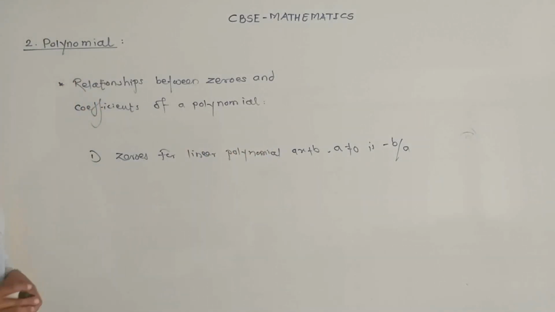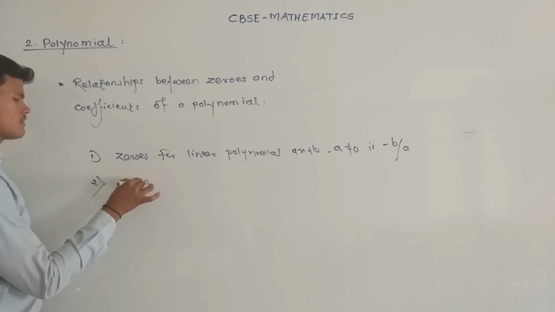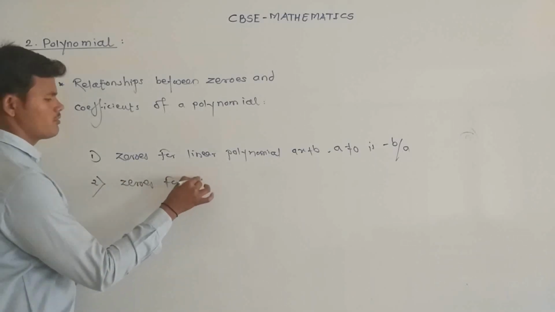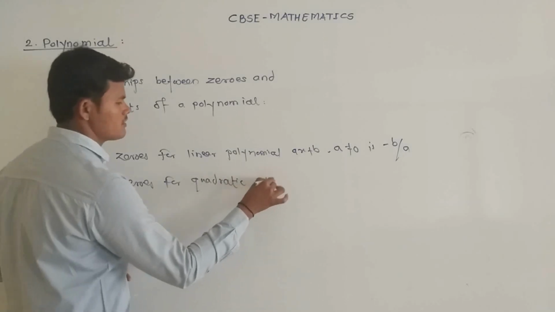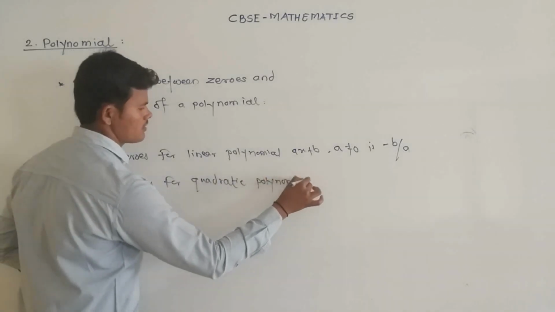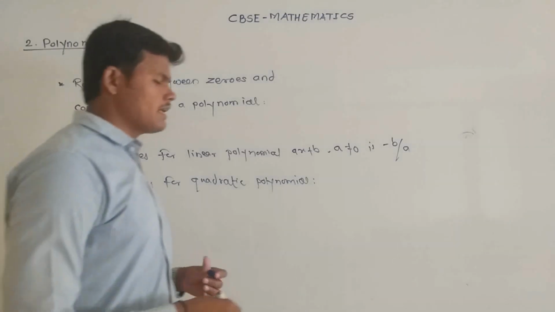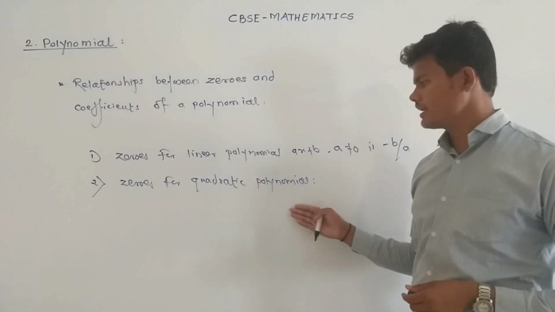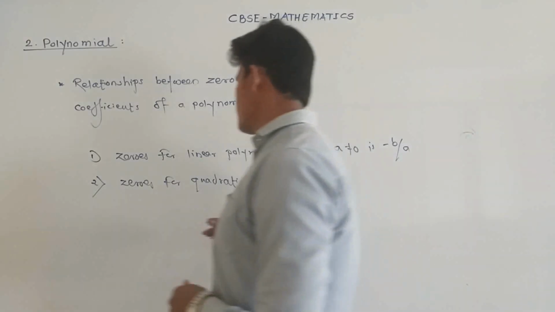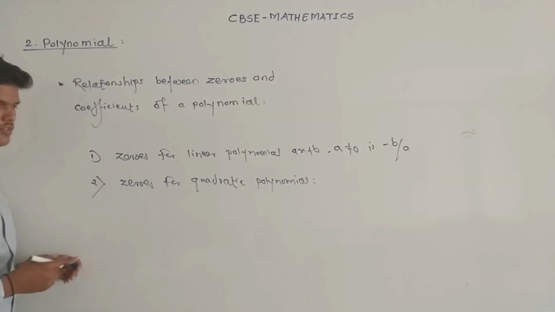Now in this lecture we have to discuss zeros for a quadratic polynomial. For a quadratic polynomial there are two zeros. In the ninth standard we had already discussed how to factorize a quadratic polynomial by splitting the middle term. So let's find the zeros for the quadratic polynomial.